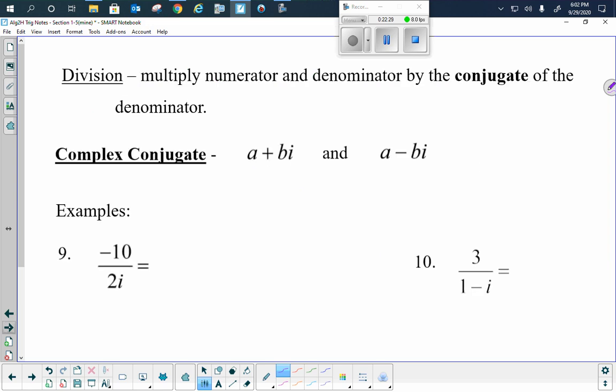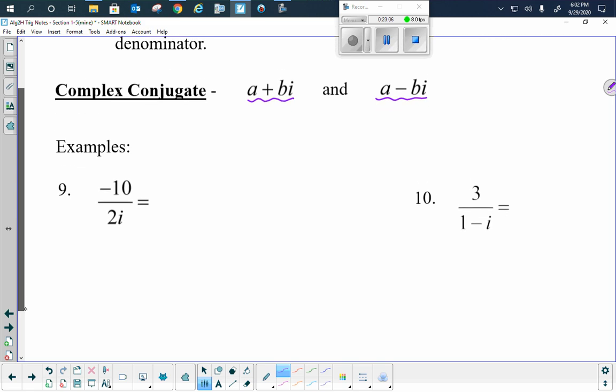For division, multiply the numerator and denominator by the conjugate of the denominator. And we've talked about conjugates before, right, when we had roots. So if it was like square root of x plus square root of y, then the conjugate was root x minus root y, just changing the sign. This one's just what's called the complex conjugate because it's got imaginaries in it. So the conjugate of a plus bi is just a minus bi. Change the sign on the imaginary part. Okay, so here we go.